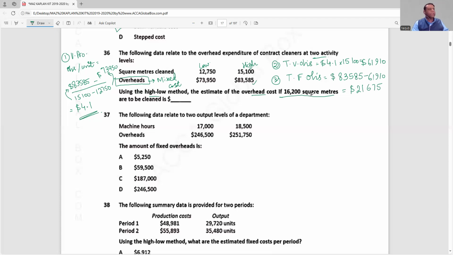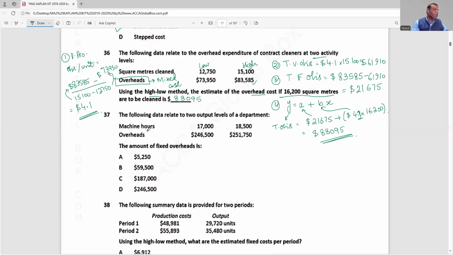Now he says calculate the total overheads cost of 16,200. Step number 4: y = a + bx. Y is representing total overheads, a is the fixed cost 21,675, b is the variable cost per unit 4.1 multiplied by x, which is representing the activity level for which we are calculating total overheads, and we are calculating total overheads for 16,200. So we will solve this: 4.1 into 16,200 plus 21,675. So we have 88,095 as the total overheads. So this is the answer, 88,095. We followed the high-low method.